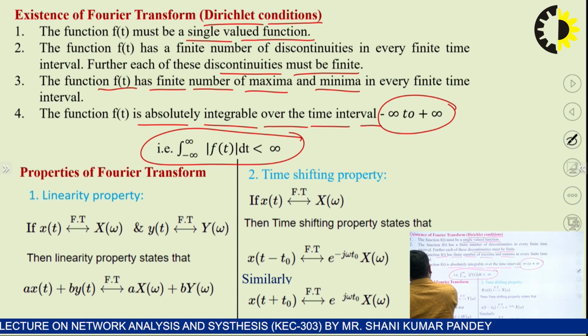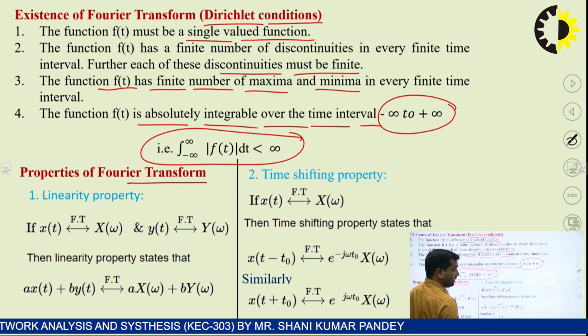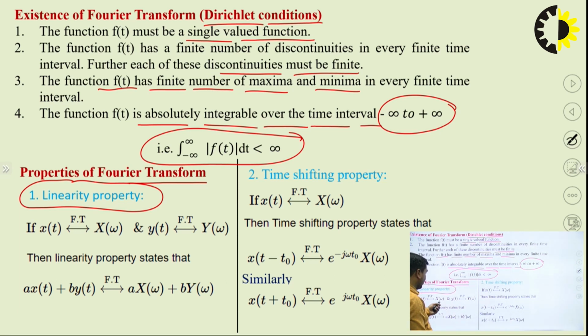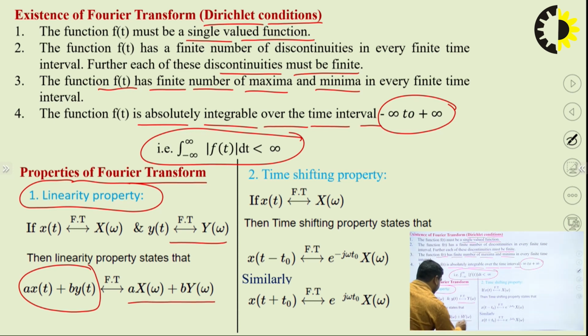Here are some properties of the Fourier transform, using the expression that we have already discussed. Based on that, we have the linearity property. If x(t) has Fourier transform X(omega) and y(t) has Fourier transform Y(omega), then the linearity property states that for their addition, multiplied by some constants, a x(t) plus b y(t) is equal to a X(omega) plus b Y(omega).